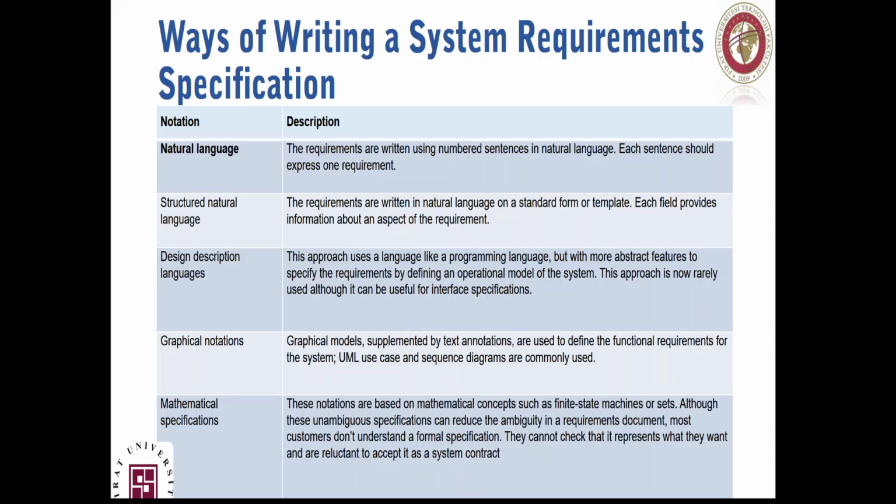Structural natural language. We use natural language in this case, but we put certain structure or standards, so we limit the use of free style of writing. So we need to go to a bit of standardization in this case. Design description language. In this case, we use something like a programming language. We put things in terms of a programming style, where we use abstraction and more details for presenting the specifications in detail. Graphical notations.